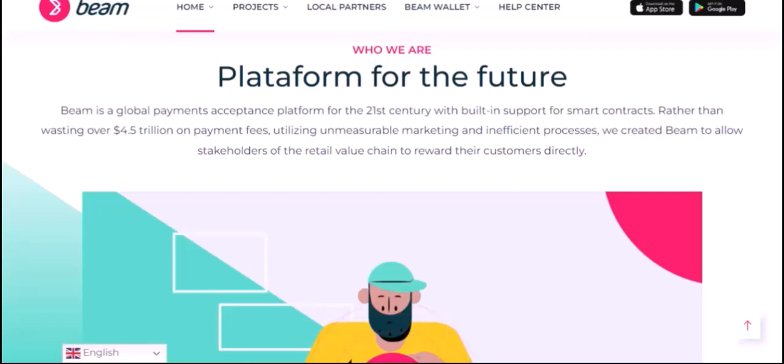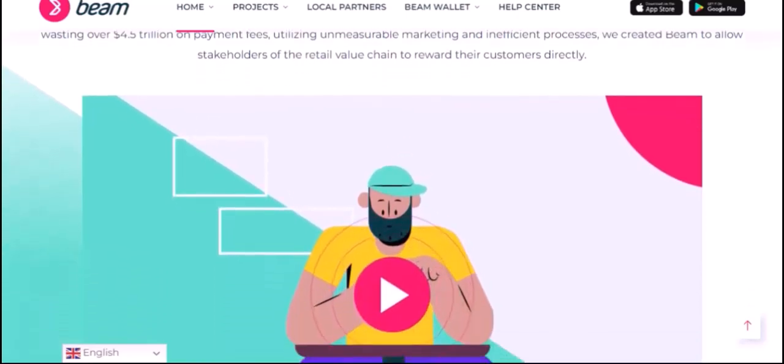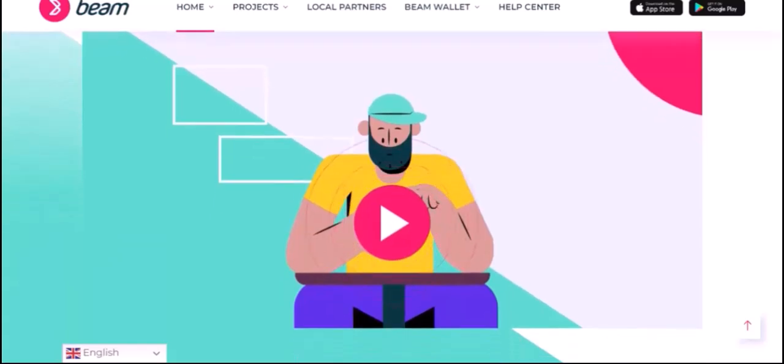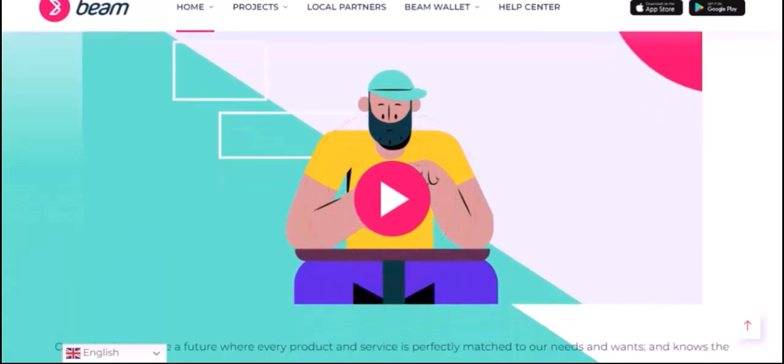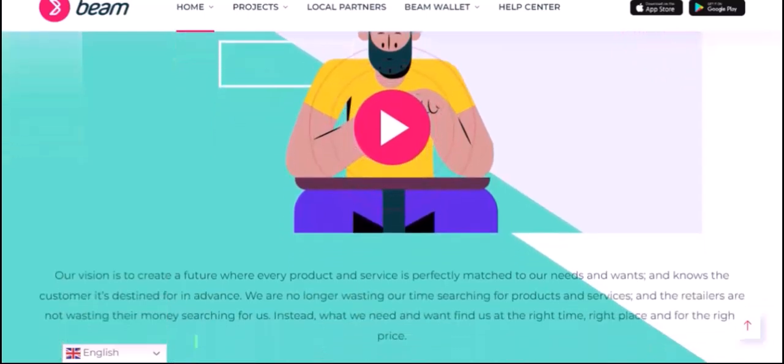Security. Beam USDT is built on a secure blockchain network. This means that your funds are protected from hacking and other security threats. Accessibility. Beam USDT can be easily bought, sold, and traded on various cryptocurrency exchanges.